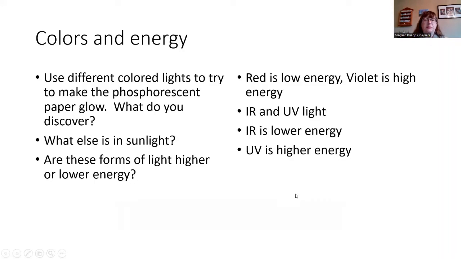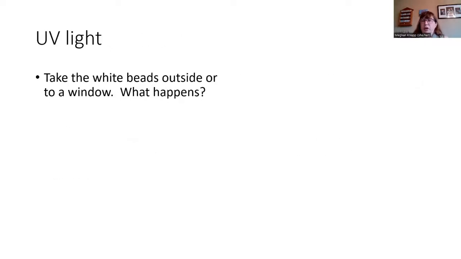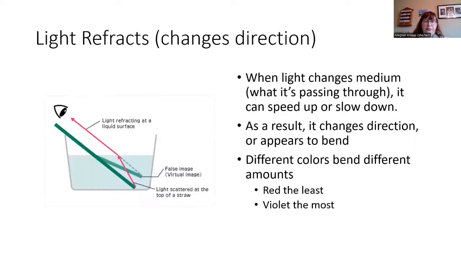All right. The next couple of slides I'm going to leave in here, and I'm going to try and create a video so that you can see some of this, but this is based on an activity that I do during the regular year using phosphorescent paper and different colored lights to see how those colors affect the phosphorescent paper. We also will use ultraviolet beads, and I'll try and show you those in a video as well.